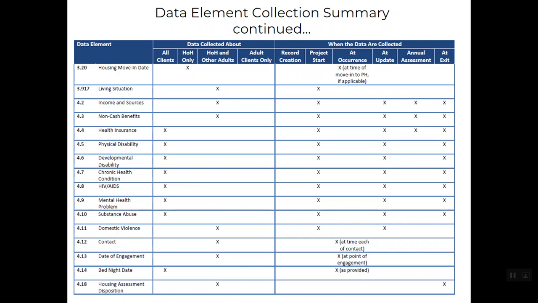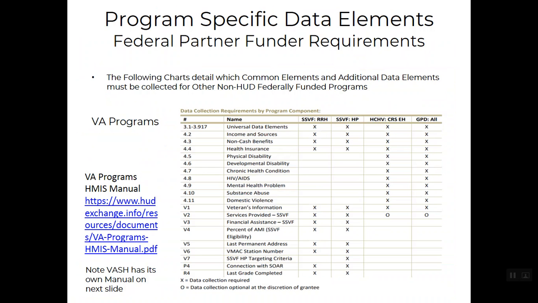This chart is continued, and beginning with income and sources is your list of program-specific data elements. Again, this chart just gives you a quick visualization as to who you should be collecting each data element for and at what point during their program enrollment you should be collecting or updating this information, depending on which program.